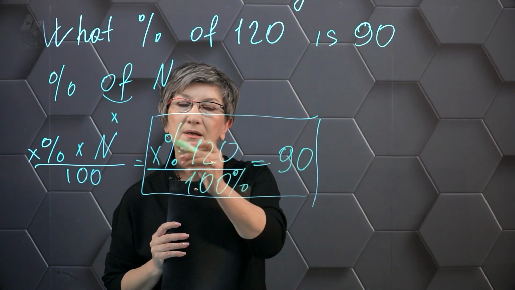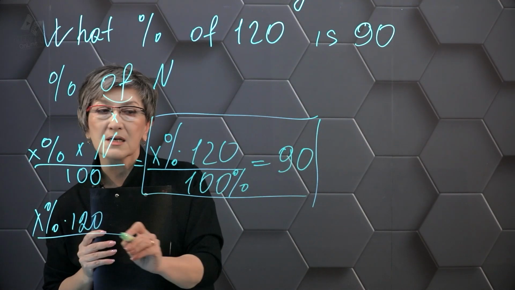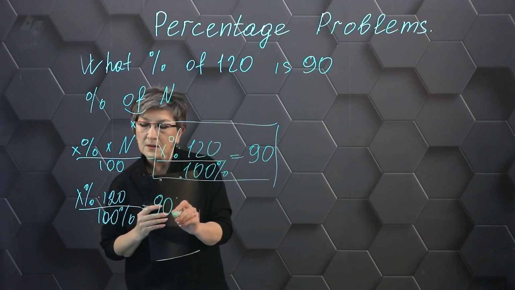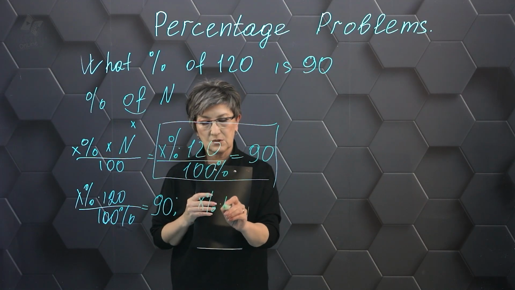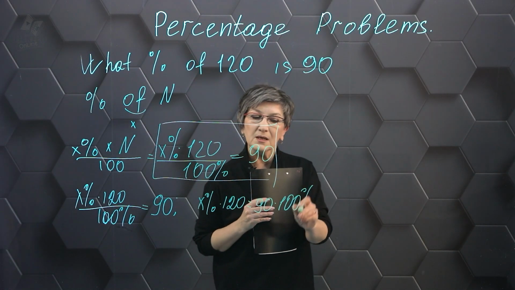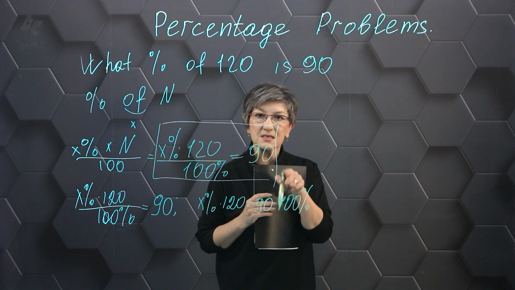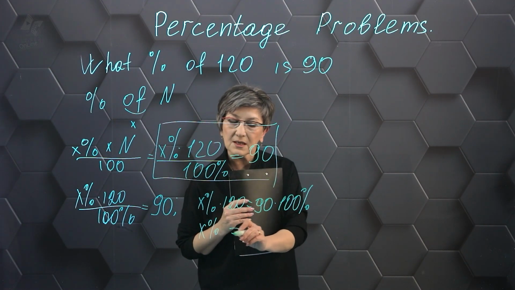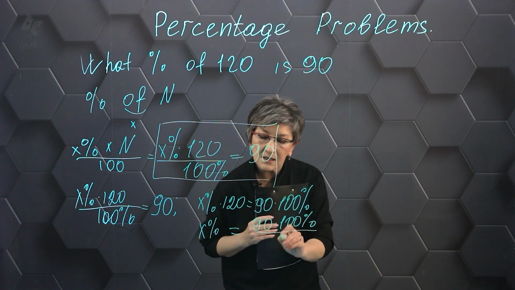Now, let's solve this equation by writing out x percent times 120, divided by 100, and it equals 90. Solving this equation, we get x percent times 120 is 90 times 100%. Pay attention to the writing. That is, you must write percentages. Next, x percent is 90 times 100% divided by 120.